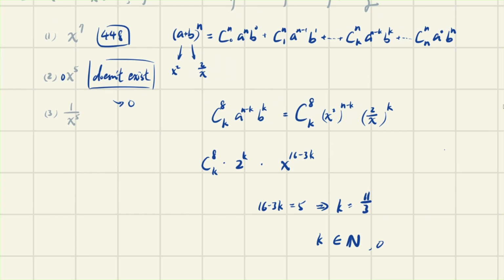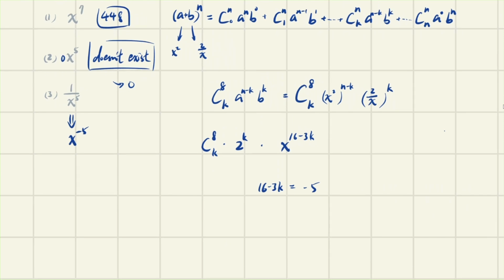Well, okay. And now the third question, 1 over x to the power of 5. Now, same thing. We equate, well, let's rewrite 1 over x to the power of 5 equals x to the power of negative 5. So if we equate 16 minus 3k equals negative 5, then we'll get 21 equals 3k, k equals 7.